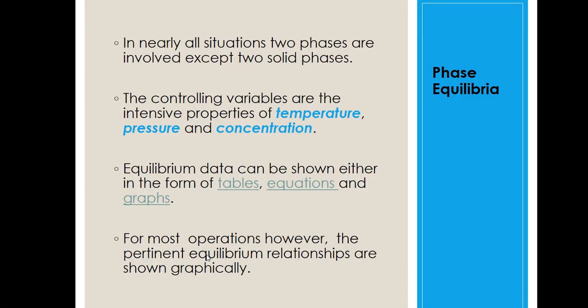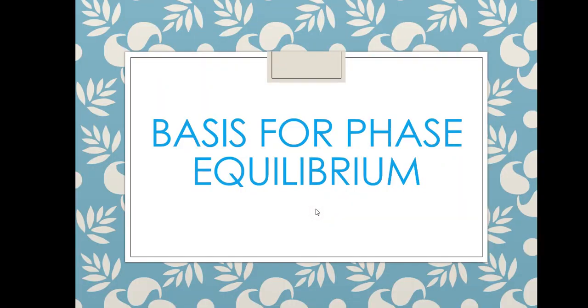Now, for most operations, however, the pertinent equilibrium relationships are shown graphically. So, meaning of these three, tables, equation, and graphs, the majority are being taken from graphs. And then from the graphs, we may use them together with the equation to solve the other information that the problem may require from us. So that is the case of the phase equilibria.